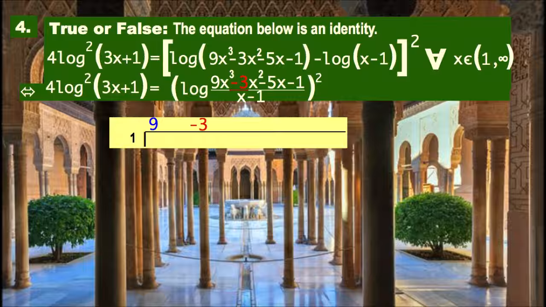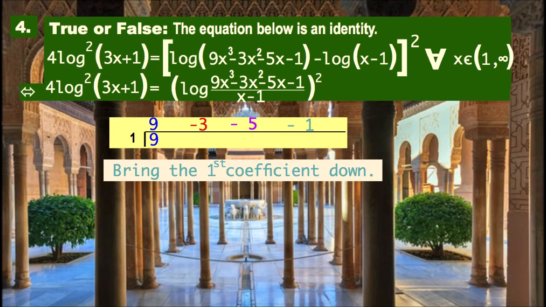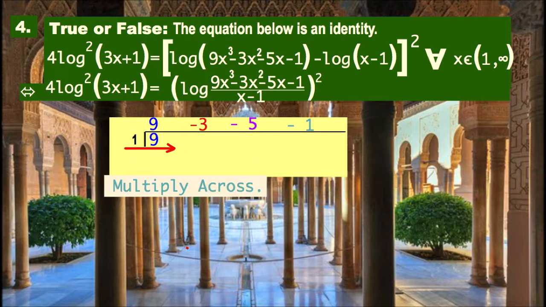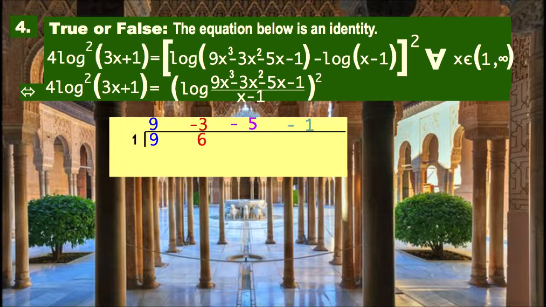9, -3, -5, and -1. Now, let's bring the first coefficient down, bring that 9 down, multiply across. 1 times 9 is 9, and add diagonally to that -3, which 9 plus -3 is 6.